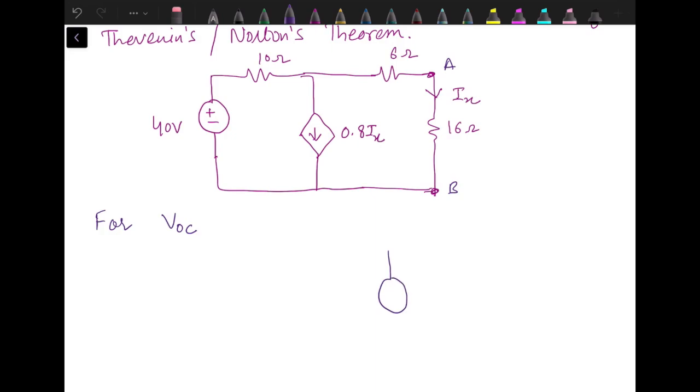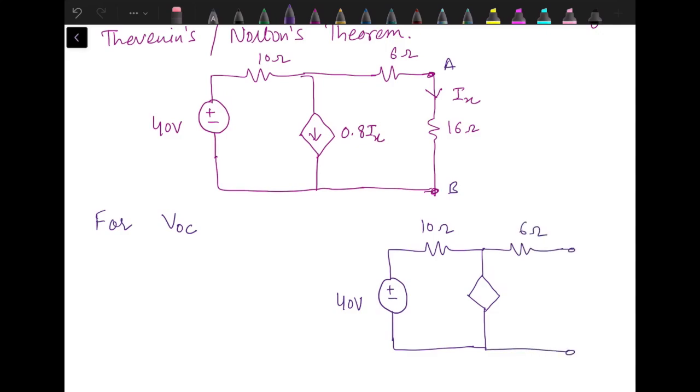For VOC, draw the circuit again, and always draw the circuit again. Never try to calculate from the circuit which is given in the question only. Draw the circuit again as per the modification. Now what is the modification over here? We need to remove the load resistance. So when the load resistance is removed, the 16 ohm resistance is no more there in the circuit.